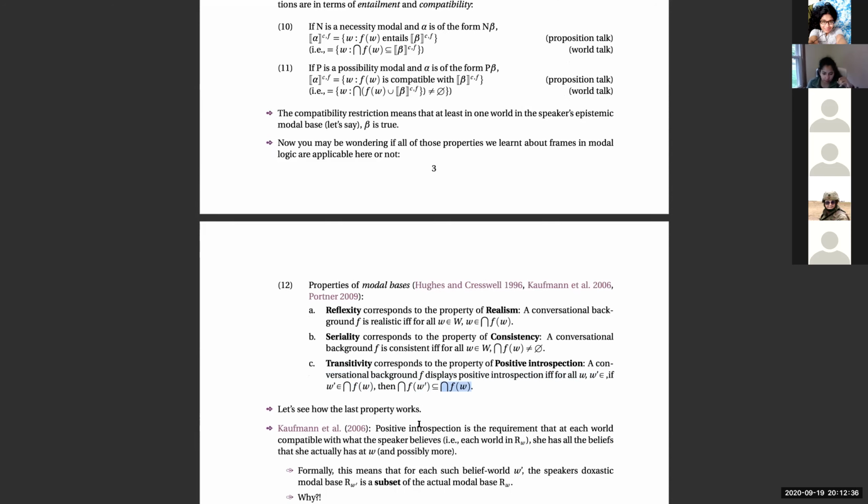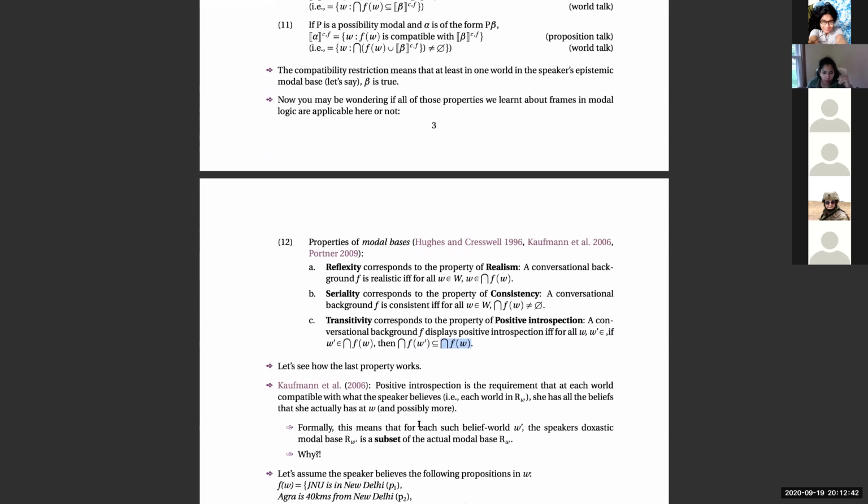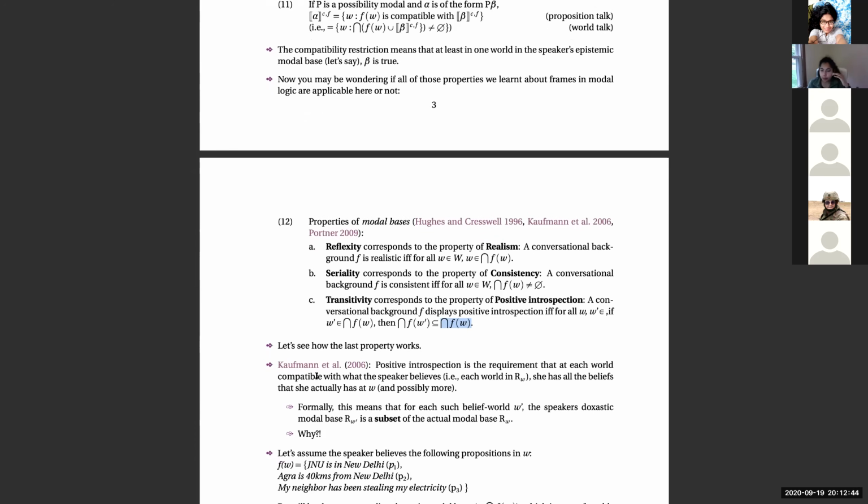Okay, let's see how this works. This is not trivial or natural at all. So you have to sit and think about it. So Kaufmann et al. put it this way: positive introspection is a requirement that at each world compatible with what the speaker believes, so that is your accessibility relation R, let's say, it will take you to a set of worlds where, if you're dealing with a doxastic domain, your beliefs are compatible with those worlds. In all of those worlds, she has all the beliefs that she actually has at W.